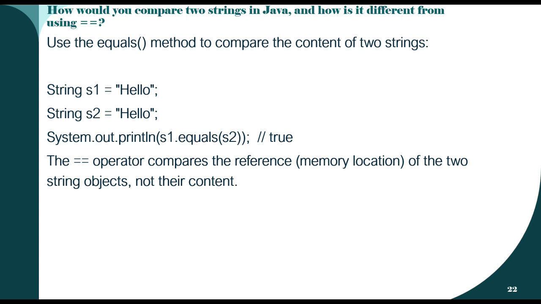When you use the equals method, it checks the content of the two strings. So when s1.equals(s2), this is going to be true because the content is the same. But the double equals operator compares the references, not the content inside. It checks the memory location where the strings are stored: if they point to the same thing, it is true, or else it is false. That's how we have to answer it.